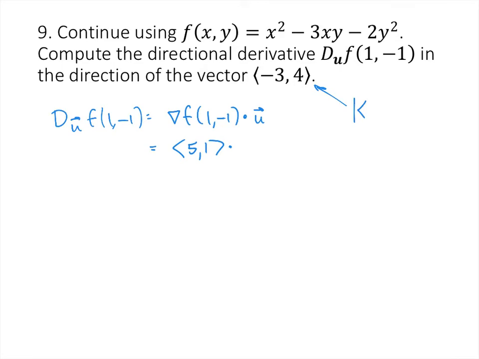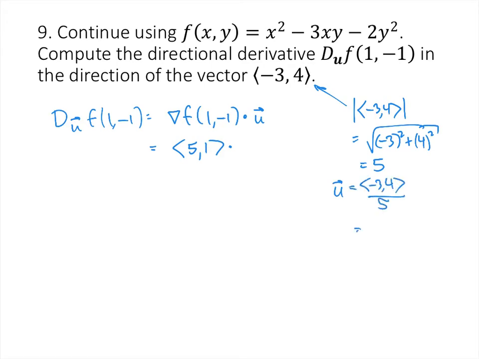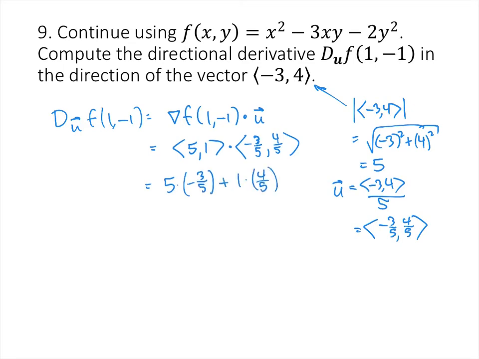We have to figure out the magnitude of that vector, (negative 3, 4). And what we're going to find is that it's not 1. Negative 3 squared plus 4 squared works out to be 5. And so the unit vector is the vector (negative 3, 4) divided by 5, in other words, (negative 3/5, 4/5). That is a unit vector. And so that's the vector that I want to dot with my gradient. So I get 5 times negative 3/5 plus 1 times 4/5. That's negative 15/5 plus 4/5, which is negative 11 over 5. And that's my directional derivative.